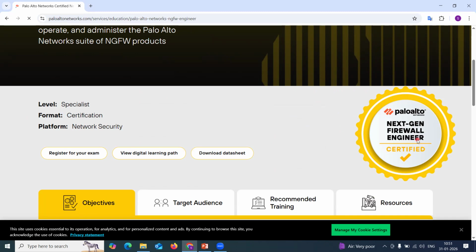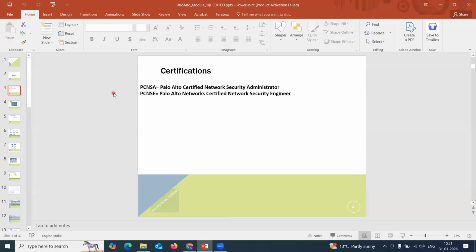Now, we don't have the old certifications like PCNSA, PCNSE. Those things are gone now. In 2025 itself, I believe somewhere around August, they changed the certification names. Currently in the market, we don't have the older certifications. No more is teaching PCNSA and PCNSE. These were previous certifications. So if someone is teaching PCNSA, PCNSE in the market, they are actually teaching you the old syllabus.